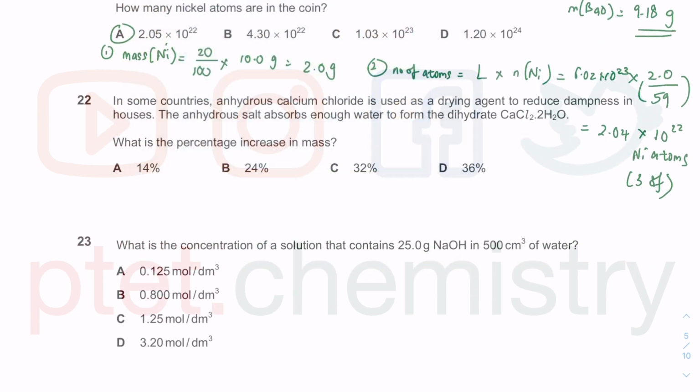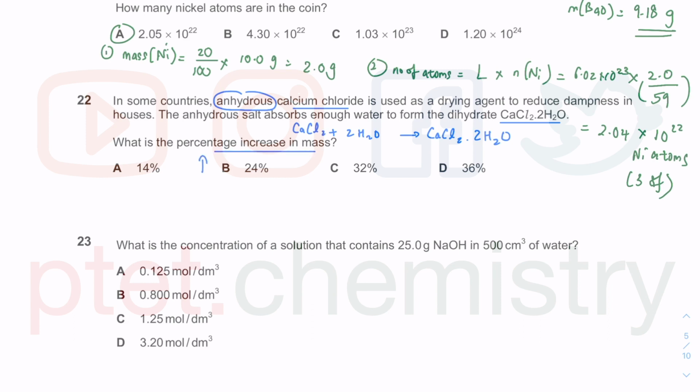Question 22. So we use calcium chloride. Anhydrous means no water of crystallization, but it can absorb water and it can get into a hydrated form. And this hydrated form is a dihydrate because there are 2 water being absorbed into here. So if I write the equation, there's going to be calcium chloride plus 2 water, and you get calcium chloride dihydrate like this. What is the percentage increase in mass?